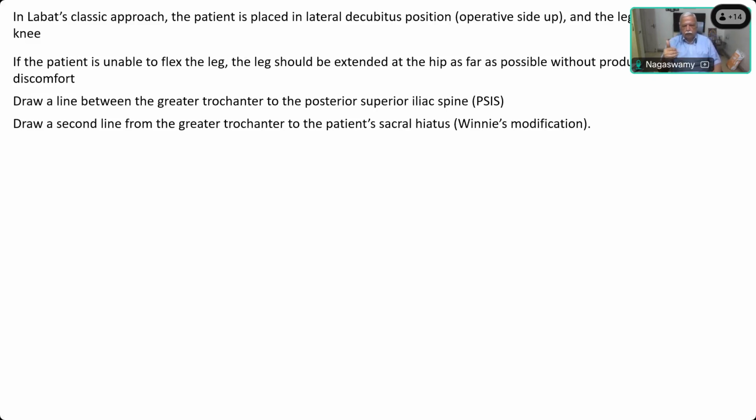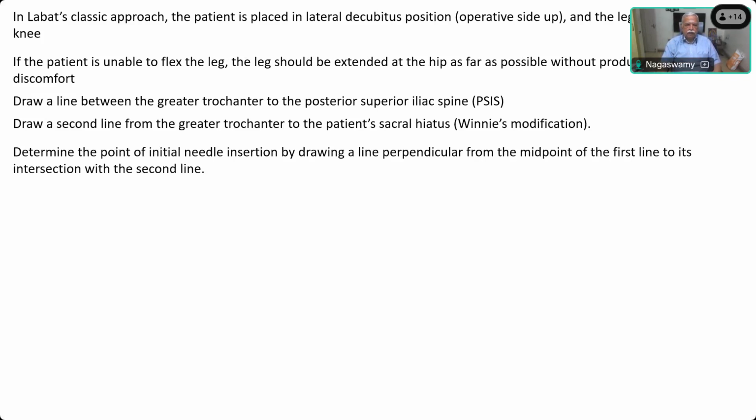But sometimes this point may not be the accurate point where the sciatic nerve emerges. Sometimes you have some variations in the anatomy. So Winnie modified it by drawing another line so that you will reach the sciatic nerve even if there is a variation. That is the purpose of this modification. So determine the point of initial needle insertion by drawing a perpendicular line from the midpoint of the first line. You can actually measure the entire length of that first line between the greater trochanter and the posterior iliac spine. If it is, say, 20 centimeters in a patient, you have to mark the midpoint at 10 centimeters. If it is 22 centimeters in another, slightly bigger patient, it may be 11 centimeters. So you have to choose the midpoint and then draw the second line from that.